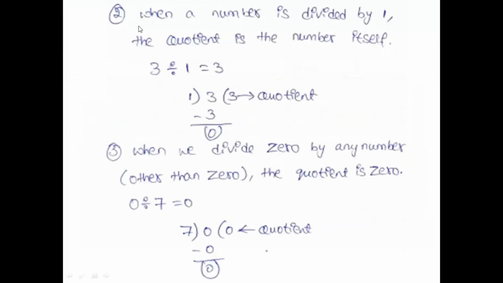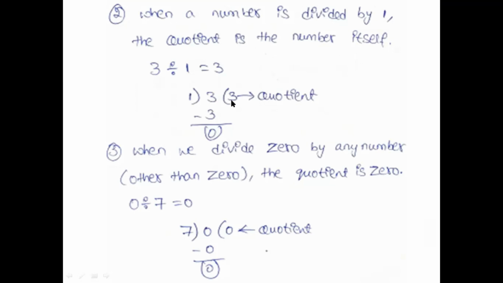Second property. When a number is divided by 1, the quotient is the number itself. 3 divided by 1 is equal to 3. See here, 1 in divisor place, 3 in dividend. 1 threes are 3. 1 into 3, how much? 3. 3 minus 3, difference is 0. Quotient is 3. Answer is 3. The quotient is the number itself.